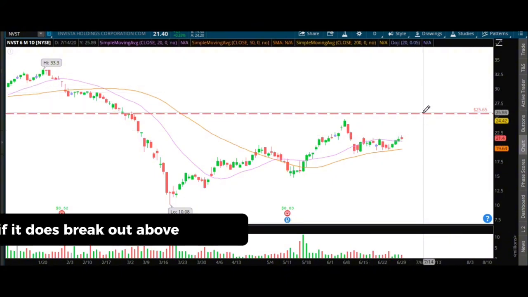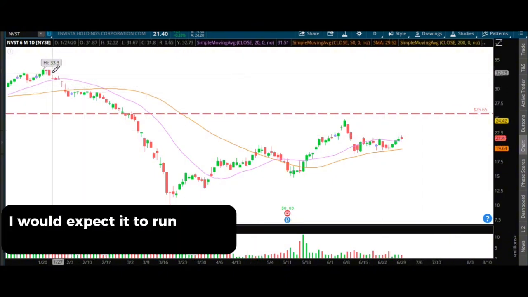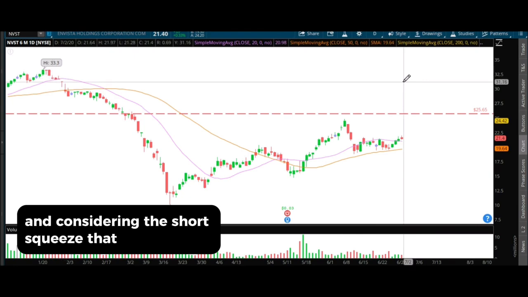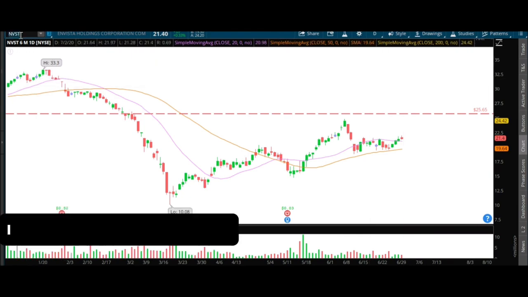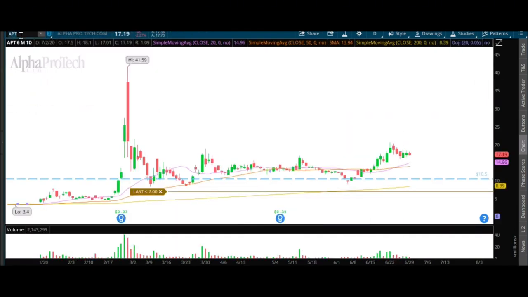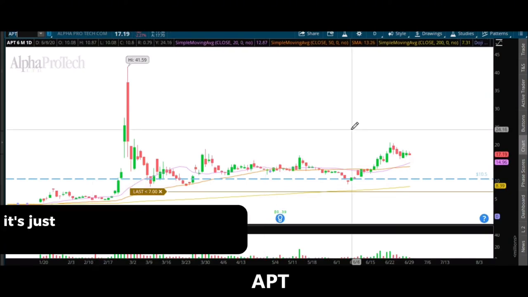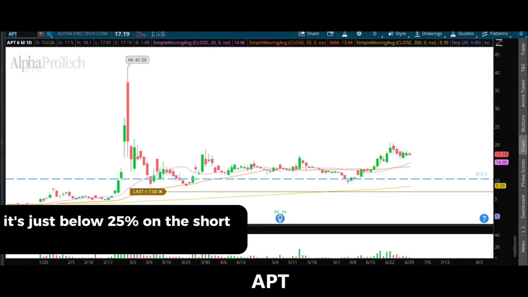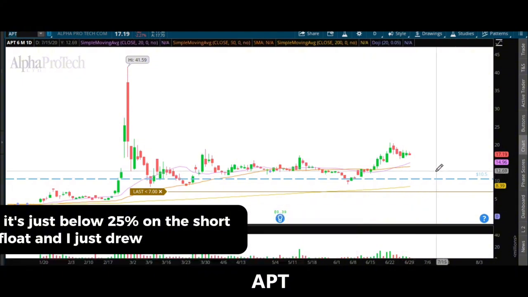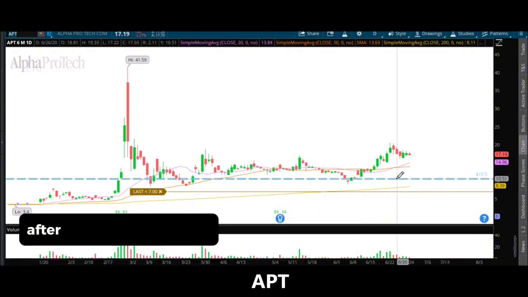If it does break out above this line, I would expect it to run pretty fast, considering the short squeeze that should occur. Let's take a look at one more. I just saw a tweet with this one. This one didn't come up in my scan. It's just below 25% on the short float. And I just drew this line here after a couple quick looks.